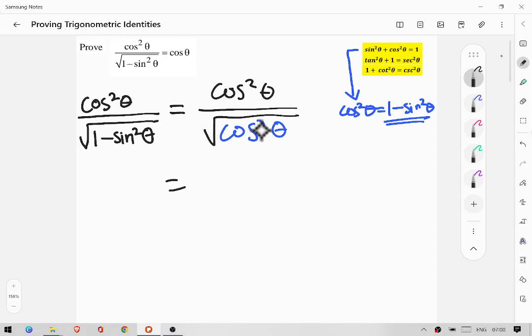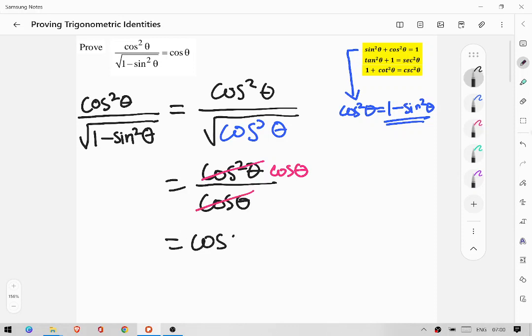We just take the square root of the cos squared theta down there. It becomes cos theta. Up here cos squared theta, just copy paste from above, and then from here we can cancel out, leaving us with cos theta. Therefore this is the answer.